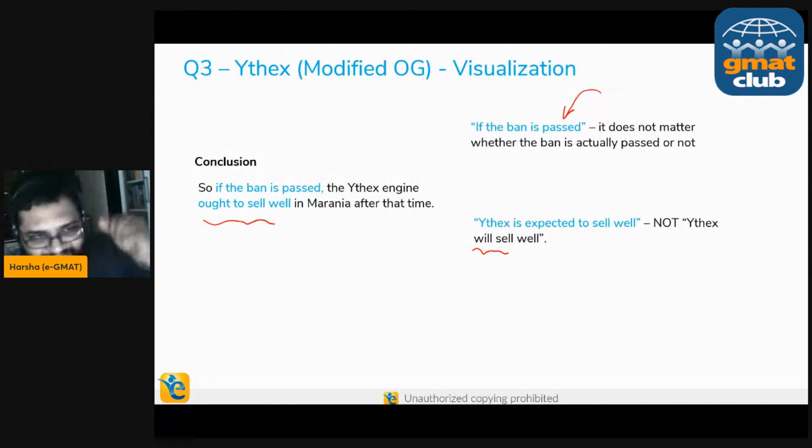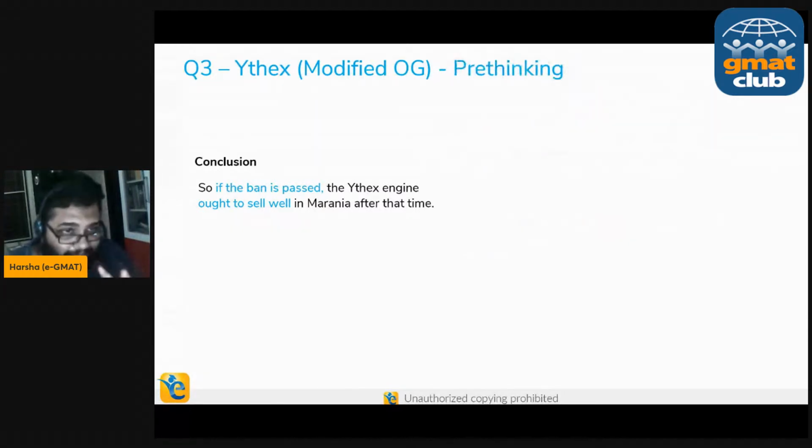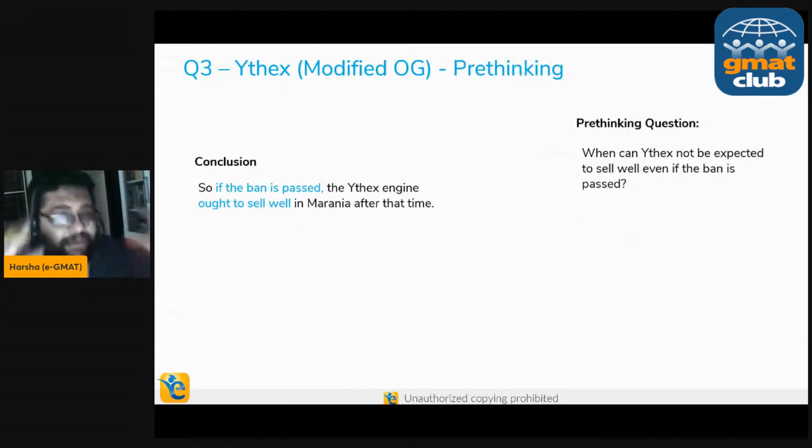Technically, if you had done your negation test on option E with the understanding that Vitex will sell well, you will fail the negation test, and we'll come to that. We'll look at that very specifically. So I hope this point is clear. This is what I mean by truly visualizing the conclusion, understanding each and every aspect, each and every subtle nuance of that conclusion. That is visualization.